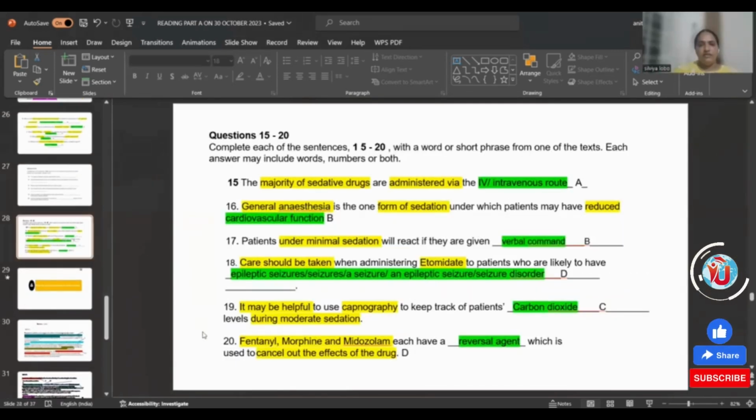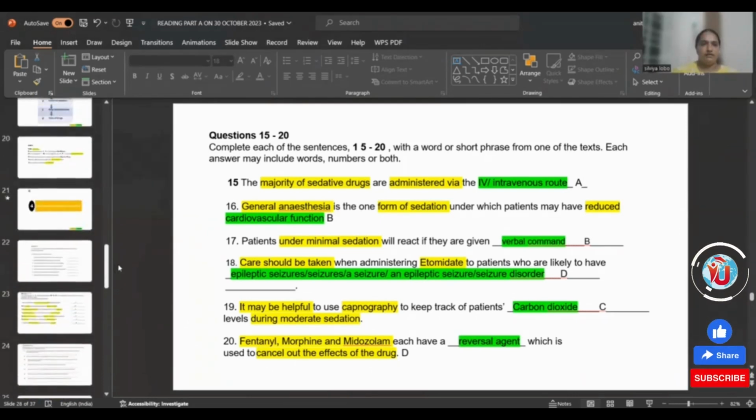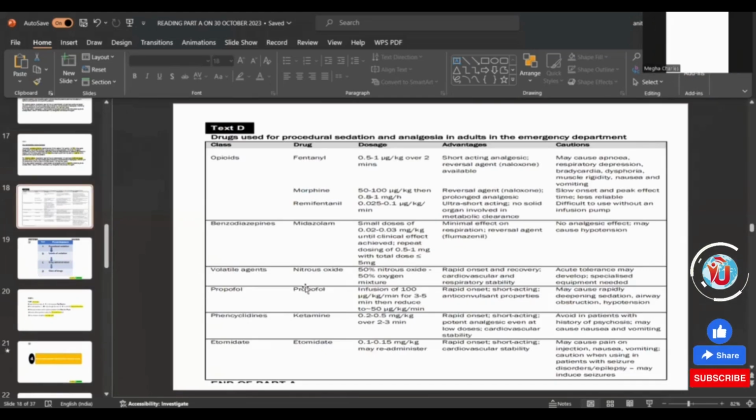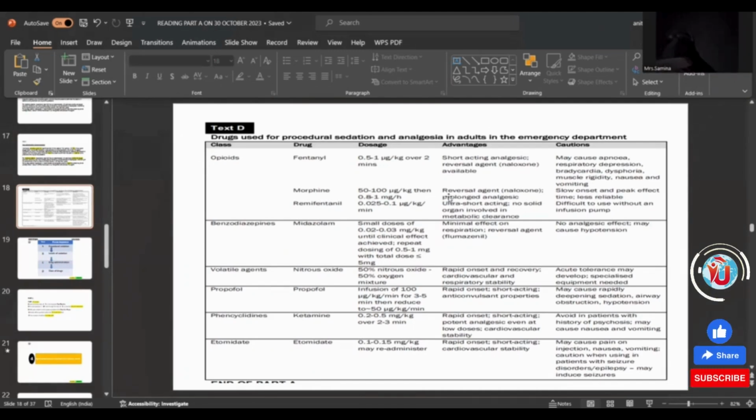The twentieth one is, fentanyl, morphine, and midazolam each have a dash which is used to cancel out the effect of drugs. So we will go to text D. Morphine, fentanyl, midazolam. Here it is: advantages in that there is a reversal agent. So the answer is reversal agent. Okay.